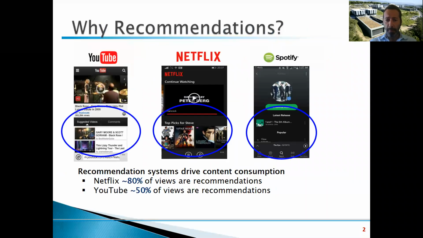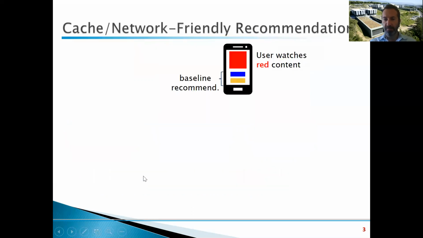So first of all, why am I interested in recommendations? Because a lot of the items that we're thinking about caching or not caching are similar and dissimilar. In fact, the requests that we're making are heavily driven by recommendations from popular platforms. Netflix, for example, reports 80% of these requests come from recommendations, YouTube something like 50%. These are pretty big numbers, right? So how do recommendations come into the picture?